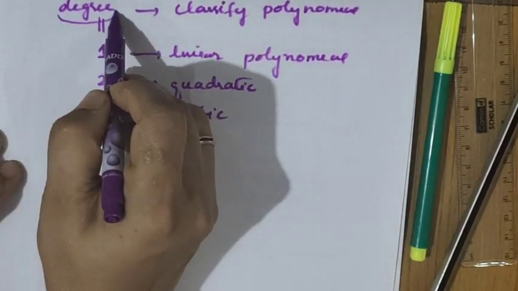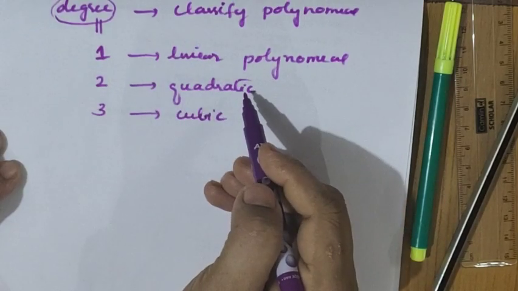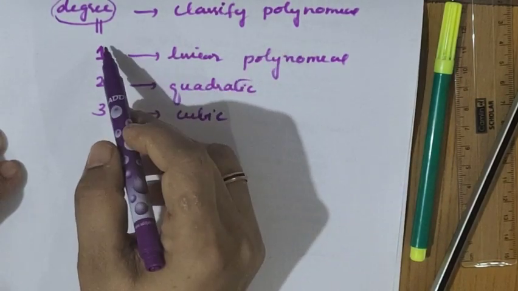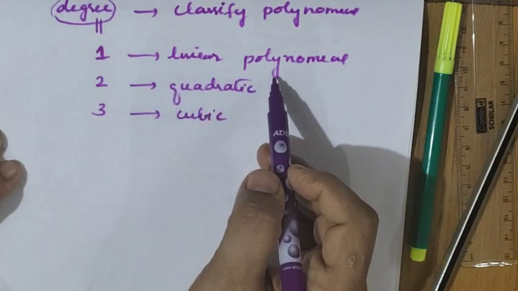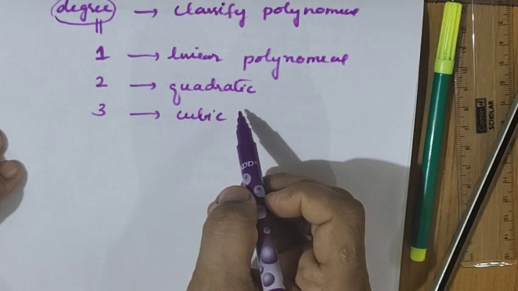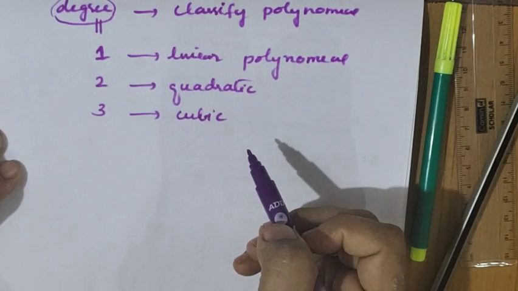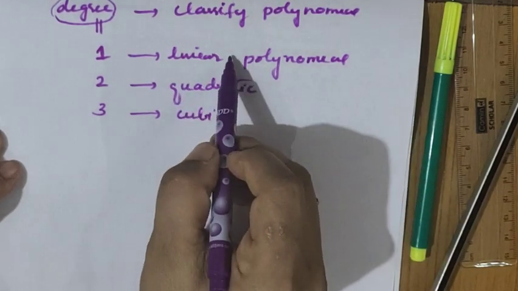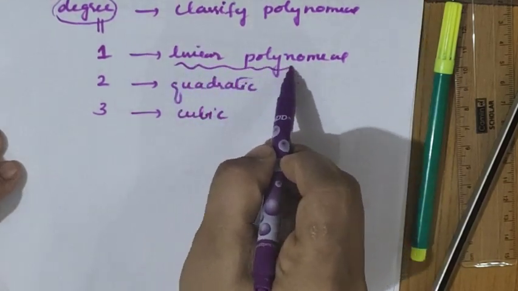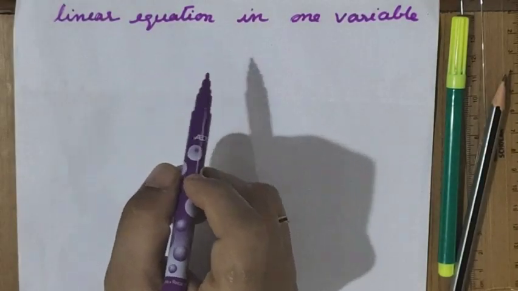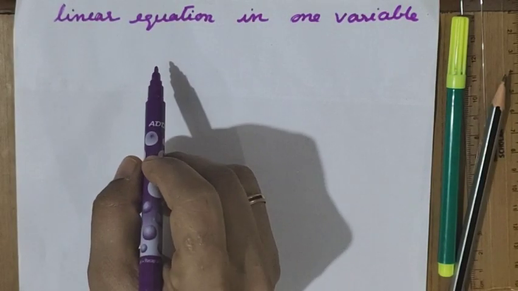So what is the meaning of the degree? The highest power of the variables. Whether it is an expression or a polynomial, degree equal to 1 is called a linear polynomial, degree equal to 2 is a quadratic polynomial, and degree equal to 3 is a cubic polynomial. Today we are going to learn more about the linear polynomial, with degree equal to 1.